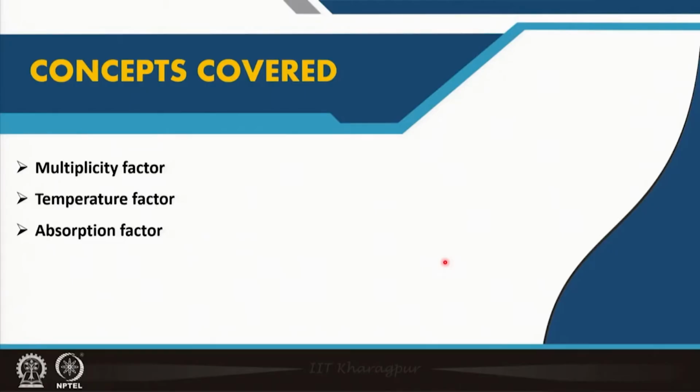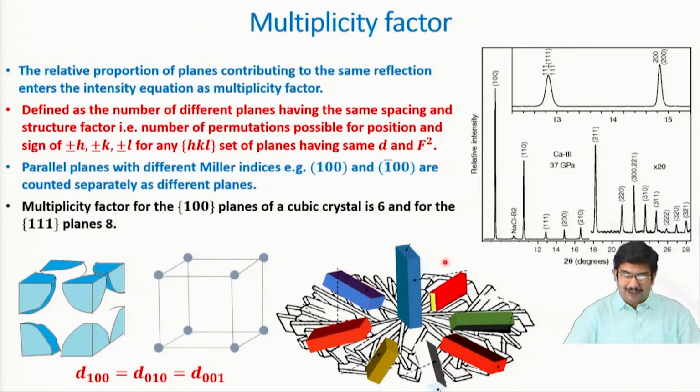Now we will be moving forward, and we will talk about some other effects which are responsible for modifying the intensity of the X-ray diffracted beam. One of them is the multiplicity factor, and another is the temperature factor. This is what we will try to cover here. The absorption factor possibly we will discuss in the next lecture. So, the first one is the multiplicity factor.